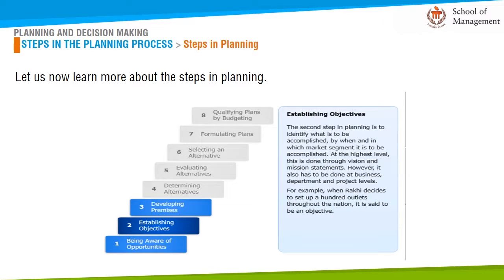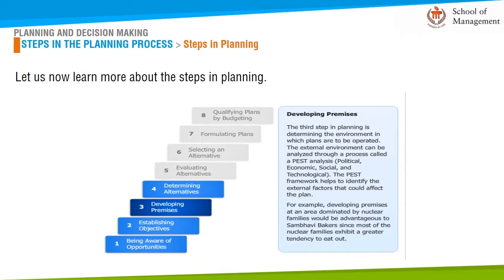Establishing objectives. The second step in planning is to identify what is to be accomplished, by when and in which market segment it is to be accomplished. At the highest level, this is done through vision and mission statements. However, it also has to be done at business, department and project levels. For example, when Rocky decides to set up 100 outlets throughout the nation, it is said to be an objective.